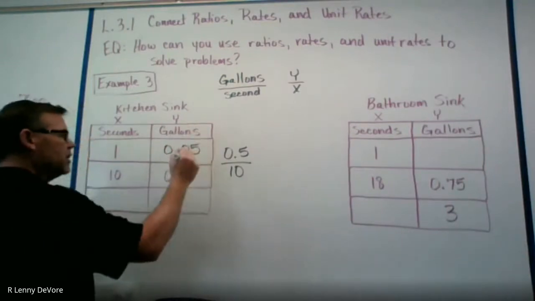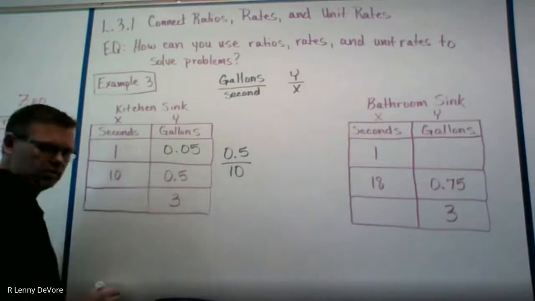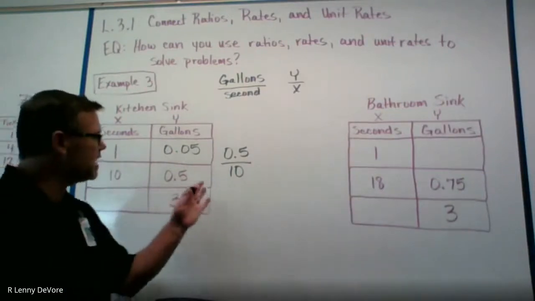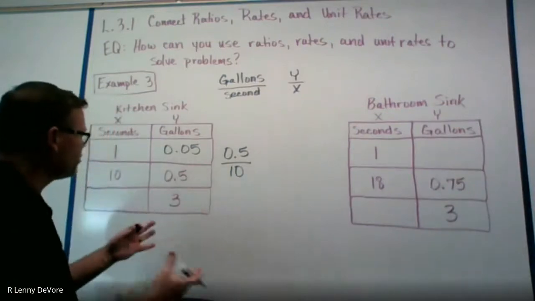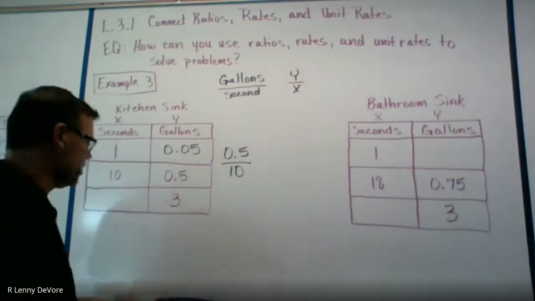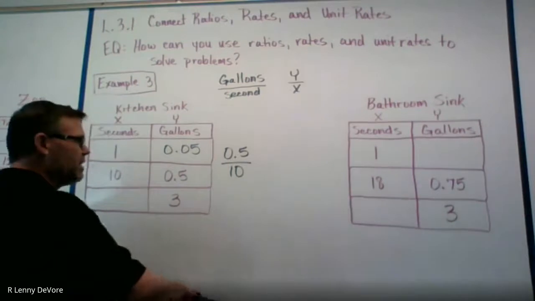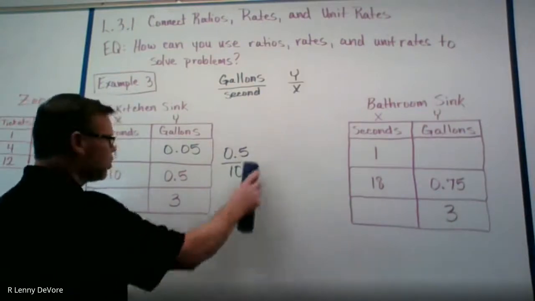It's 0.05 gallons per second. Okay. Now, what that does is it gives me a unit rate. From that point on, I can figure out however much I need for this 3. So in other words, I divide this, right? Every fraction is a division problem.